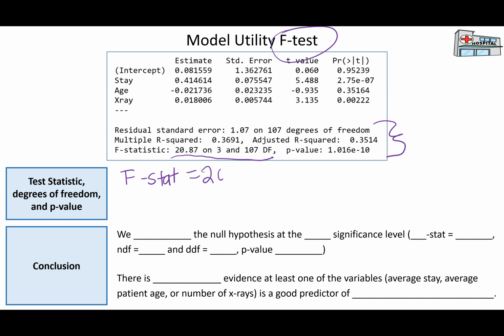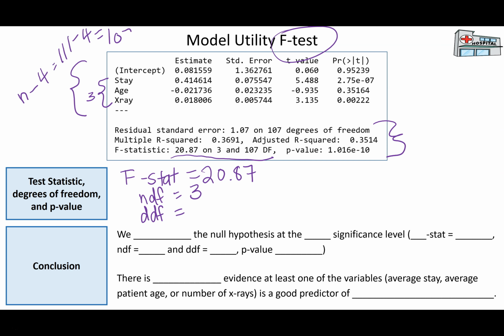So 20.87, our numerator degrees of freedom were 3. One thing that's cool is, hey, look here, 3, right? That's where that comes from. Our denominator degrees of freedom are equal to my total sample size minus 4. So it should be 111 minus 4 is 107. That's why it's n minus k minus 1. It's including the intercept there, so 107, which you can see here as well, and there.